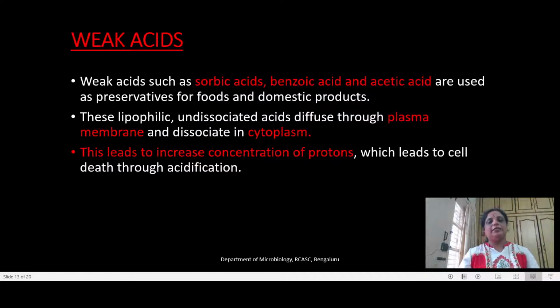So here basically the acids decrease the pH in the cytoplasm, which leads to the death of the cell. These acids get diffused through the cell membrane and get dissociated in the cytoplasm, and because of the increase in the proton concentration in the cytoplasm, the fungal cell dies.